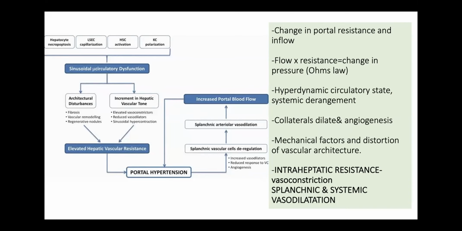You have increased splanchnic arteriolar vasodilation, which is increased nitric oxide in your splanchnic and systemic circulation, while it's different in the liver. And splanchnic vascular cells also get deregulated. So there's increased vasodilation in the splanchnic circulation as well as your systemic circulation. That's the basic principle of this: intrahepatic resistance and splanchnic and systemic vasodilation. You have collaterals that then dilate, and you have angiogenesis.